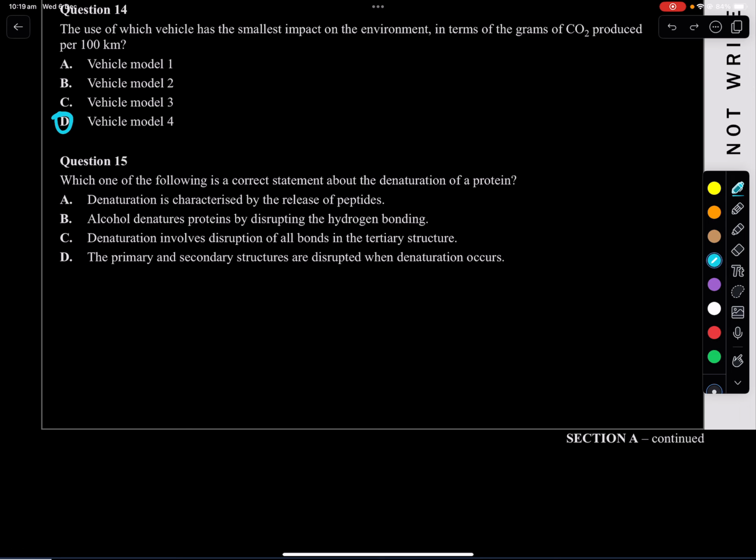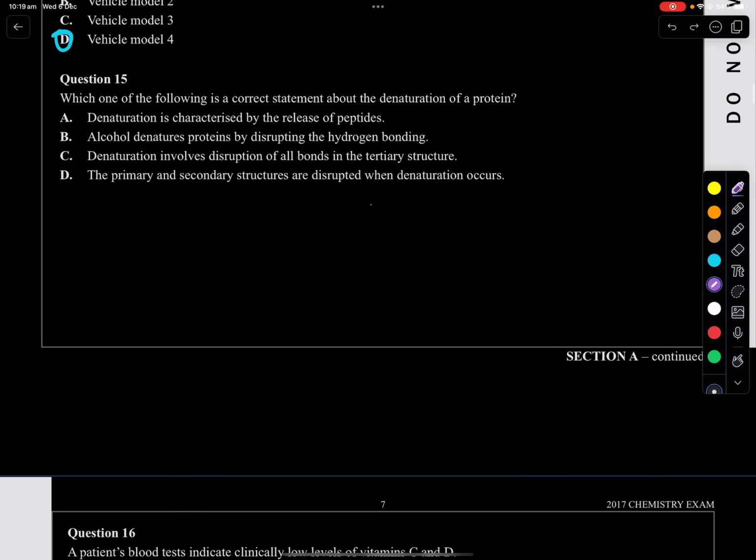Question 15. Which of the following is the correct statement about the denaturation of a protein? Denaturation is the disruption of the secondary, tertiary, and quaternary structure of a protein. For A, denaturation is characterized by the release of peptides. No. The release of peptides, remember, that is the primary structure.